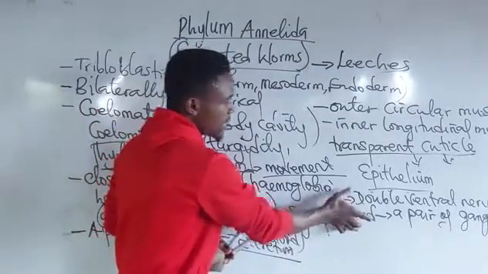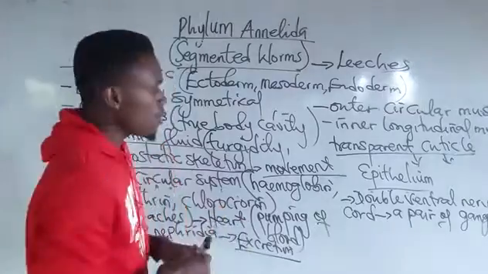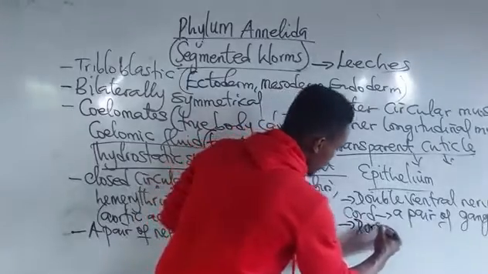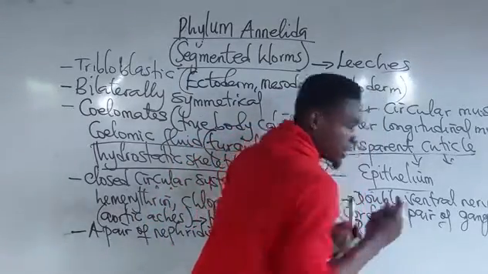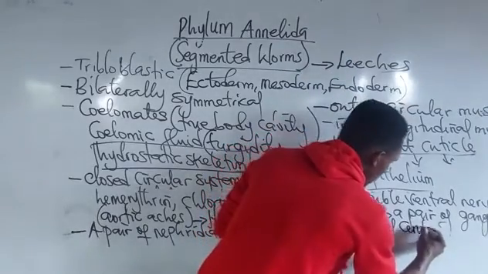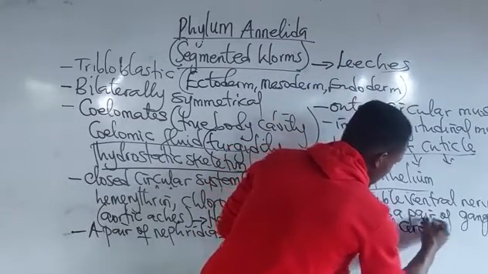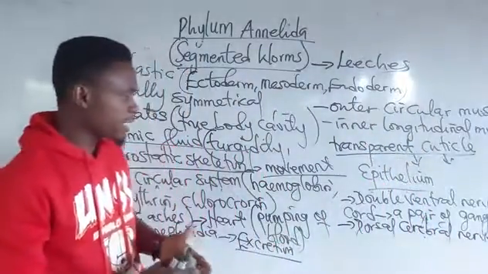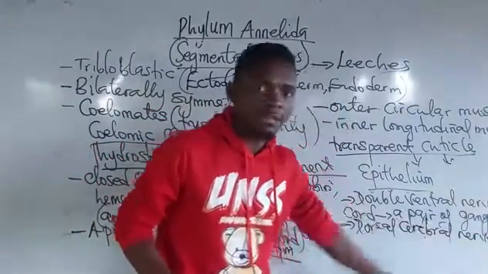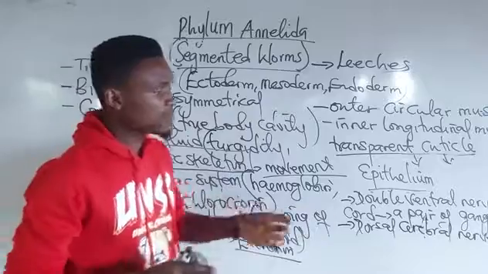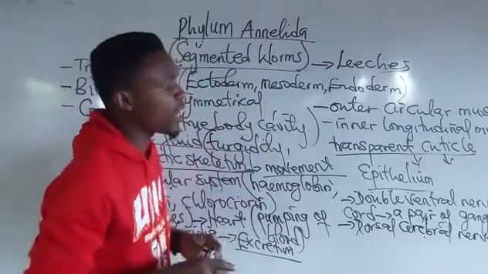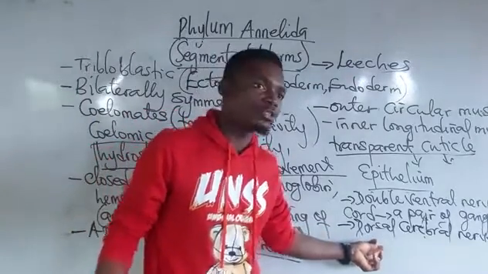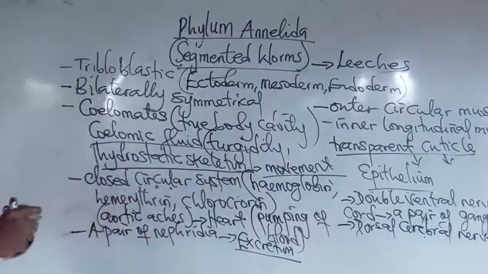So that is a short description of the nervous system of the annelids. Secondly, also take note of the fact that their brain is modified into dorsocerebral nerve. And these nerves are connectives of the ventral nerve. They are connected to the ventral nerve. Take note of that.